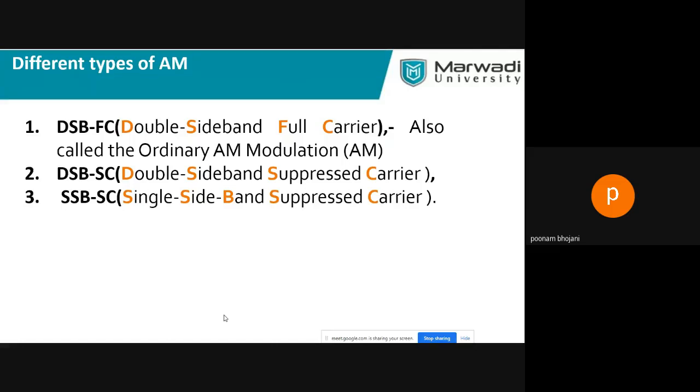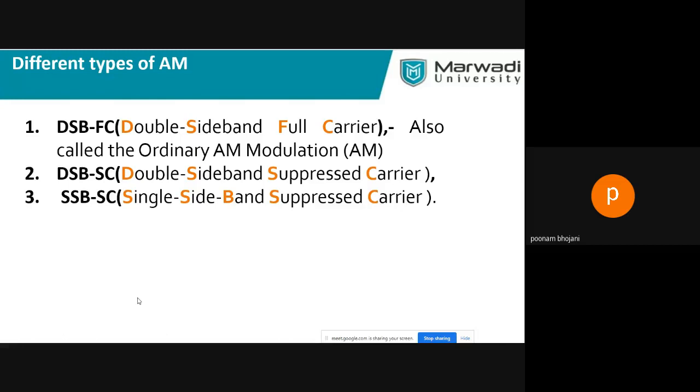Different types of AM: double sideband full carrier, double sideband suppressed carrier, single sideband suppressed carrier, and one more technique, vestigial sideband. But it is almost separate. You can consider it separately, because to overcome the disadvantages of these three techniques, the fourth one was designed, that is vestigial sideband. Here, double sideband full carrier means we are sending the two sidebands and one carrier fully. We are using a huge power to send the signal.